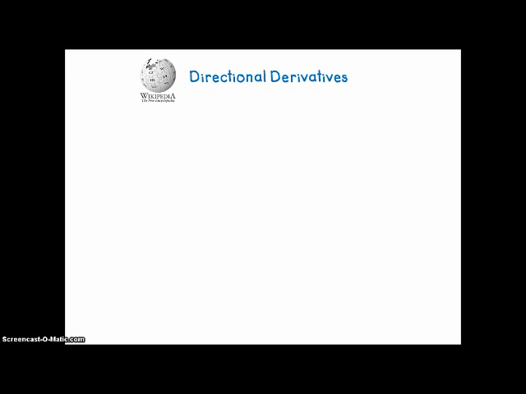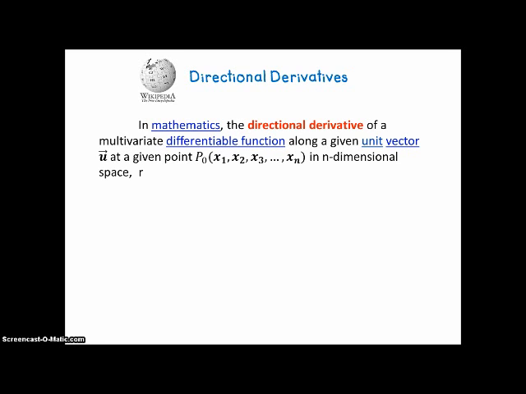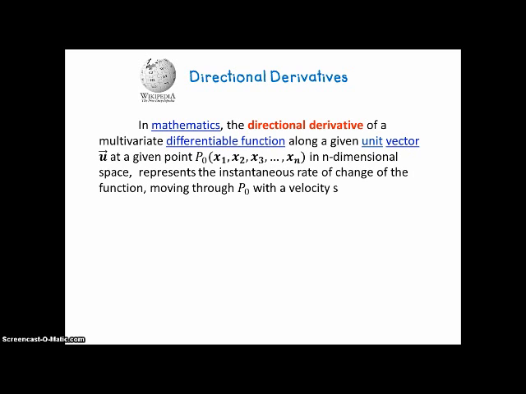Now we're going to look at directional derivatives. In mathematics, according to Wikipedia, the directional derivative of a multivariate differentiable function along a given unit vector, u, at a given point p0, given by whatever the n variables are in n-dimensional space, represents the instantaneous rate of change of the function moving through p0 with a velocity specified by the vector u.